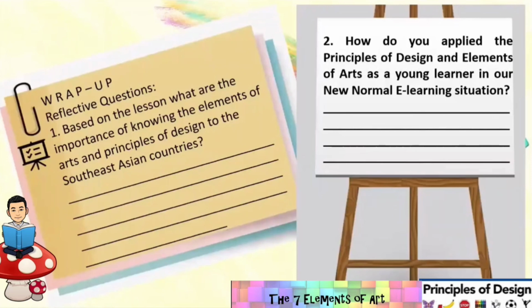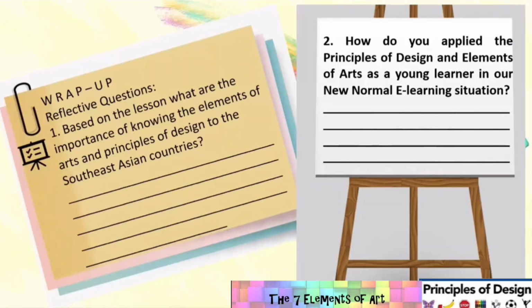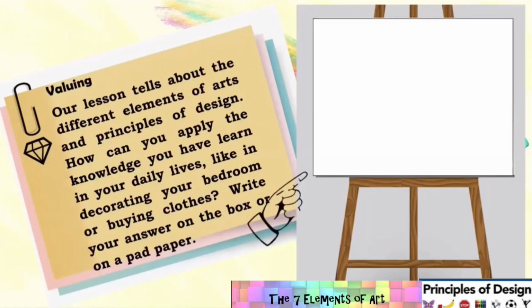Now, for your activity, wrap up reflective questions. Number 1, based on the lesson, what is the importance of knowing the elements of arts and principles of design to the Southeast Asian countries? Number 2, how do you apply the principles of design and elements of arts as a young learner in our new normal? Valuing: our lesson tells about the different elements of arts and principles of design. How can you apply the knowledge you have learned in your daily lives, like in decorating your bedroom or buying clothes? Write your answer on the box or on a pad paper.